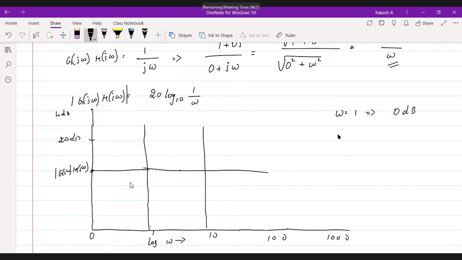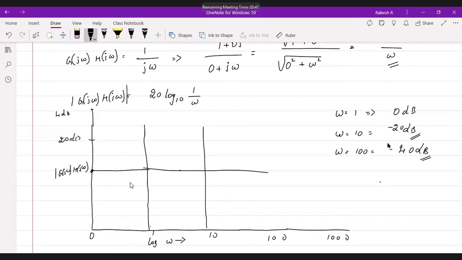Now you check for omega equal to 10. What you will get is minus 20 dB. Now check omega equal to 100. You will get minus 40 dB. So for each 10 times increase in the value of omega, you will be decreasing by 20 dB. It will be decreasing by 20 dB.